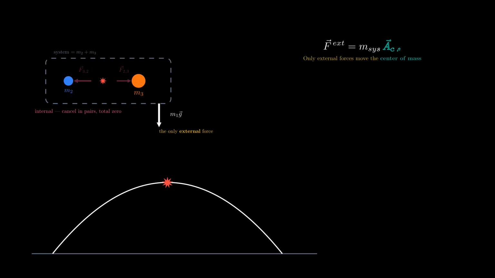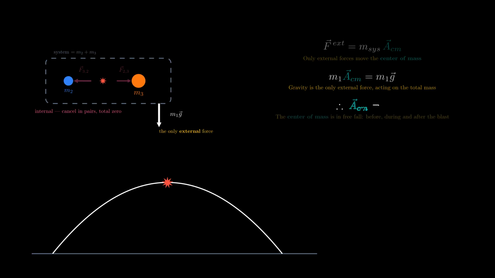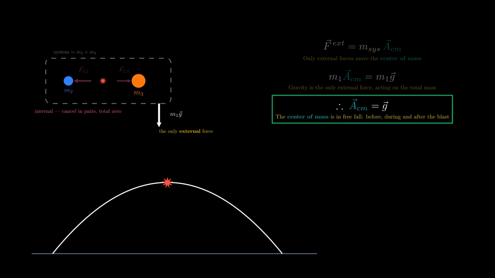And we already know that the net external force equals the total mass times the acceleration of the center of mass. Divide out that mass, and the acceleration of the center of mass is simply g downward before the explosion, during it, and after it. The center of mass never learns that anything happened. It keeps gliding along the very same parabola the intact projectile would have flown.